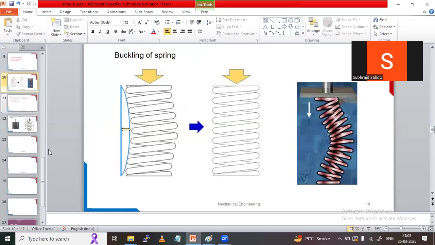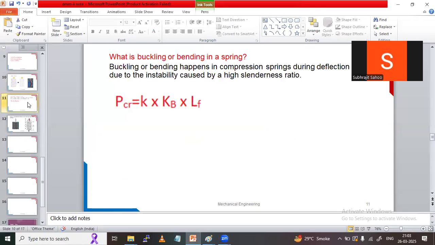What is the next one, sir? Next one, observe here. For buckling, we have to consider the critical load, with the values K, KB and LF. LF is the free length, KB is the stress factor, right? And K is the stiffness of the spring. Later we will see this formula. Just what buckling is, I told you here only.